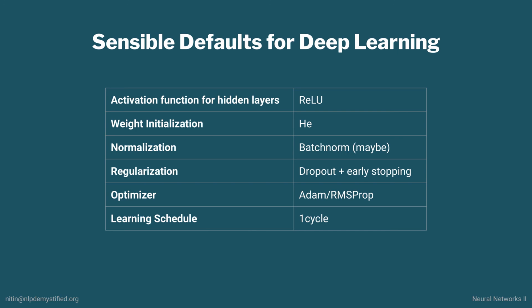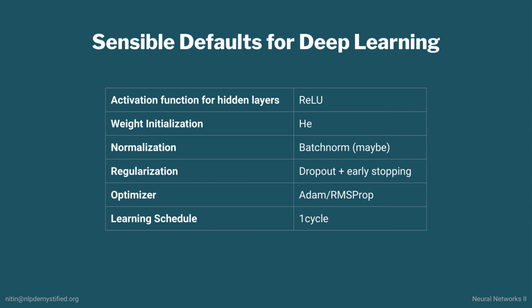To end this module, here's a list of defaults you can use when training a neural network model from scratch. ReLU for hidden layer activations, He initialization for weights, maybe use batch norm if you're doing something other than NLP, leverage dropout and early stopping for regularization, and Adam or RMSProp for the optimizer. Since RMSProp is adaptive, a learning schedule isn't necessary, but if you use one, that'll control the range of scaling and may help with convergence.